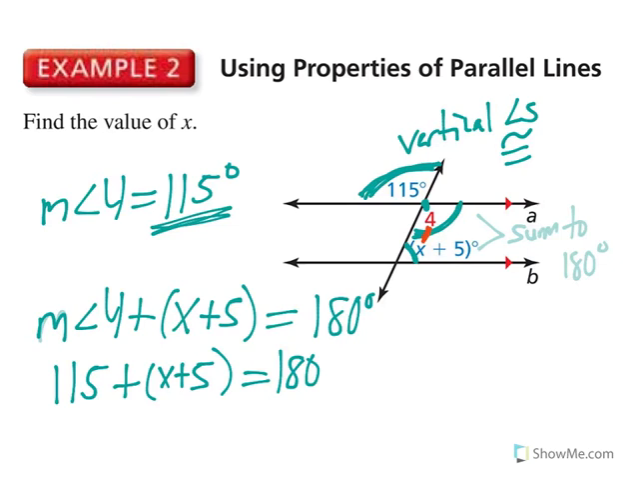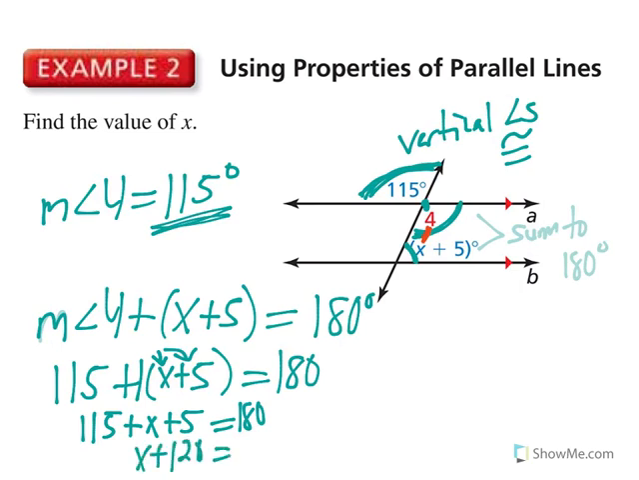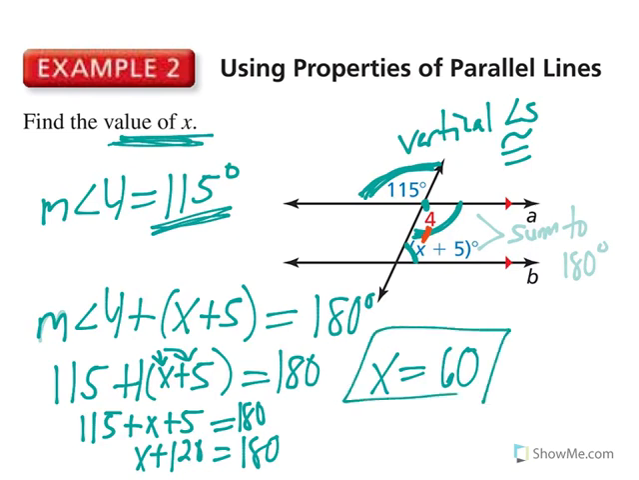I can get rid of my parentheses by distributing. There's only an invisible 1 in front of it. So when I distribute that 1, it doesn't change anything. So I still get 115 plus x plus 5. I combine my like terms, keep solving, so I get x plus 120 equals 180. To get x by itself, I would subtract, so I end up getting x is equal to 60. I was just told to find the value of x. That's what I've gotten, so I'm done.